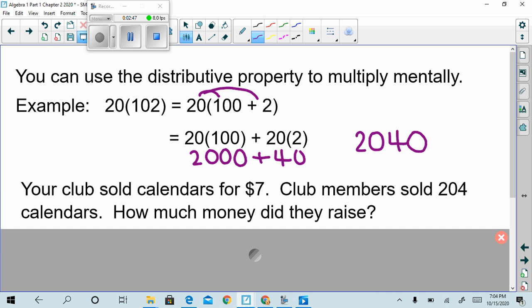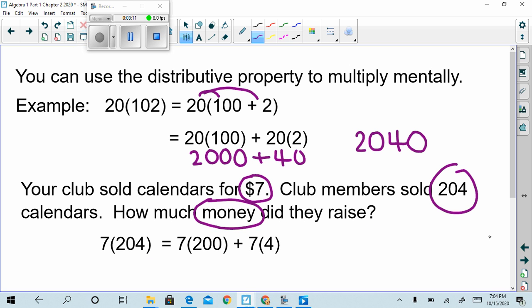Word problems are another way that we can apply the distributive property. Imagine that your club sold calendars for $7 a piece, and you sold a total of 204 calendars. I want to know how much money, so I'm circling the key things. I have $7, we sold 204, and I don't know how much money we raised.